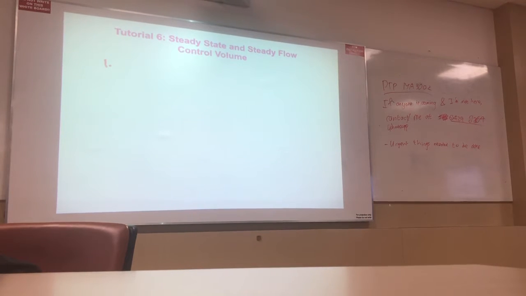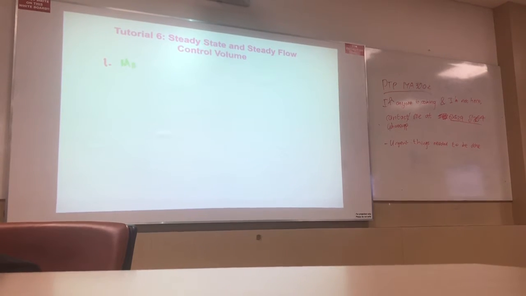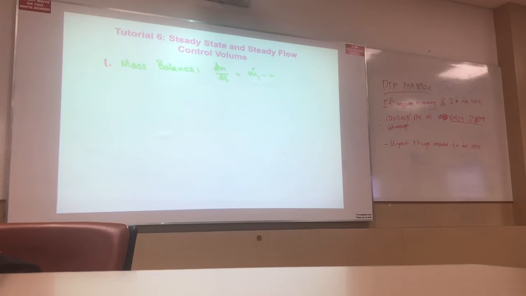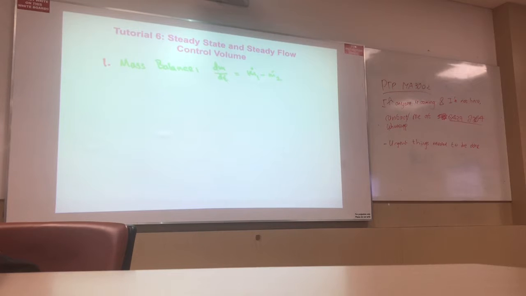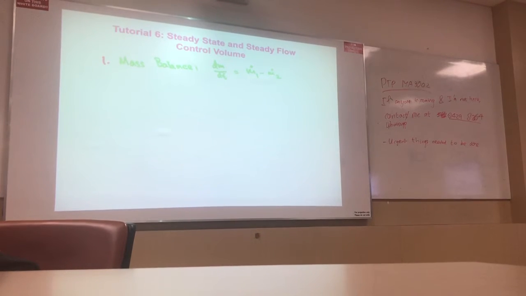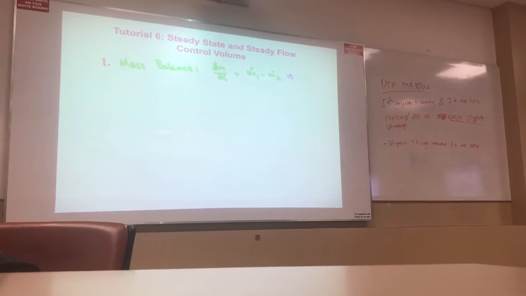For mass balance, dm/dt, the mass flow rate at inlet and mass flow rate at outlet are the same. Right? So under steady state, steady flow condition, we can write number 1, number 2.